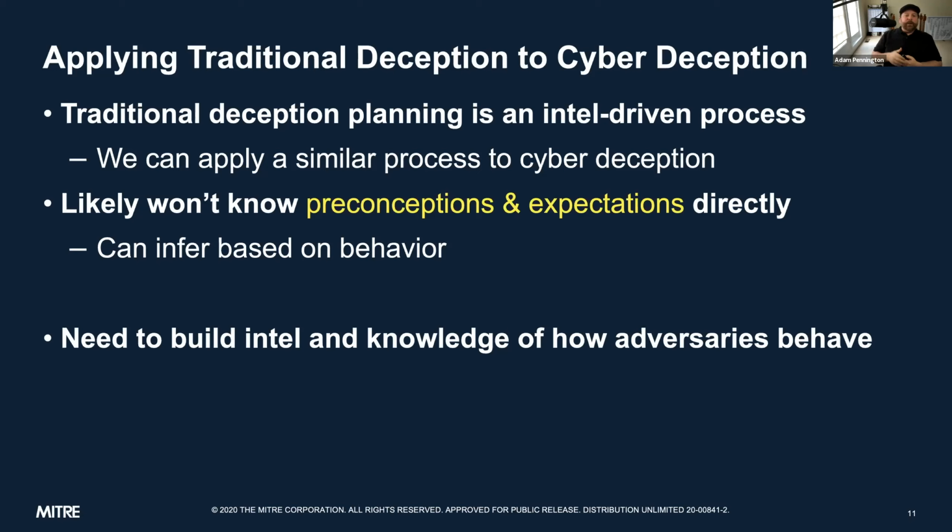One thing though is that we likely won't know the preconceptions and expectations of our adversaries directly, unless we're lucky enough to have an adversary that goes out there on Twitter and says, when I break into a system this week, I think there's going to be 1,000 computers and maybe 1,500 users. NetView is going to work, and really hoping not to find a virtual machine. We don't get that. We're not that lucky as defenders in most cases, and so we're going to have to be inferring those preconceptions and expectations for behavior. And so we need to build up knowledge of how adversaries behave. And that's how I'm going to be leveraging ATT&CK through the rest of this talk.